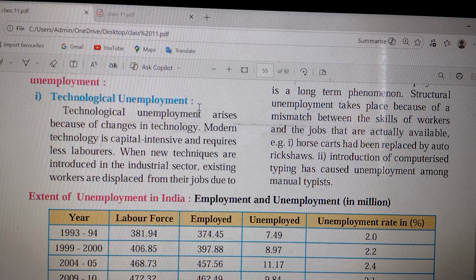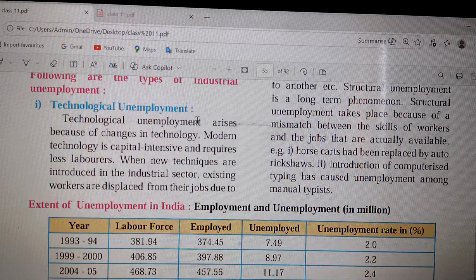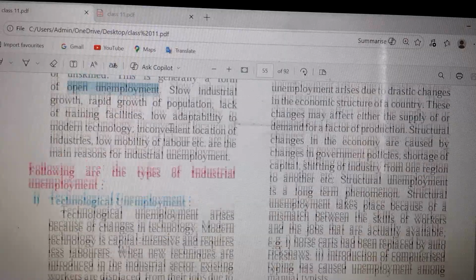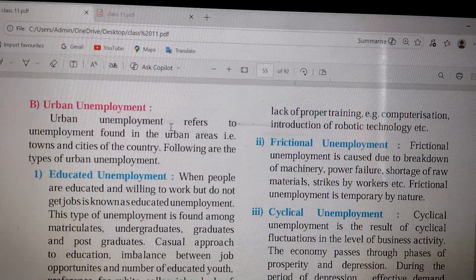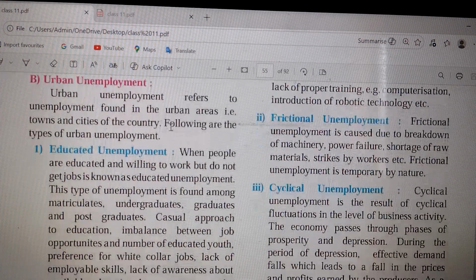So first is technological unemployment. When machines and modern technology replace workers, it is called technological unemployment. For example, computerization and robotic technology. If the employee can't adapt to upgrading technology, then there is no use to keep him on the job. Next we have frictional unemployment. Frictional unemployment is temporary unemployment caused due to power failure, machine breakdown, shortage of raw materials or strikes.